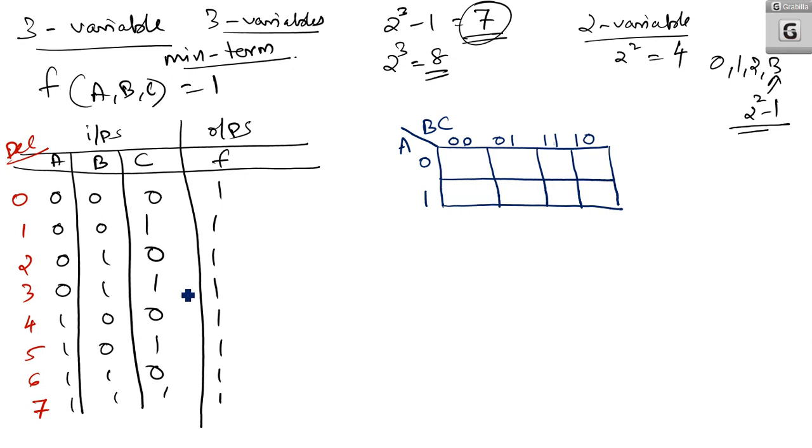Now coming into the decimal equivalence. 0 0 0 is 0. 0 0 1 is 1. 0 1 0 is 2. 0 1 1 you will get 3. Then 1 0 0 is 4, 1 0 1 is 5, 1 1 0 is 6, 1 1 1 is 7.